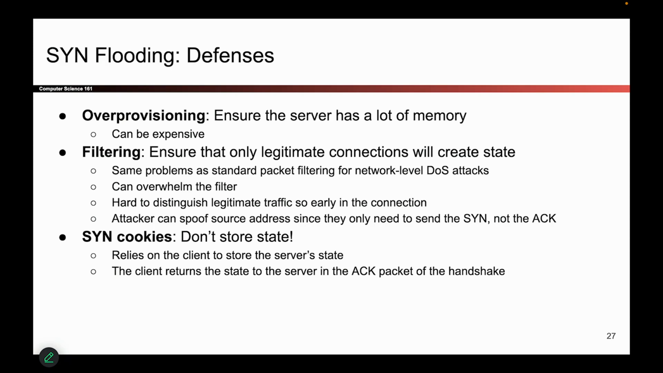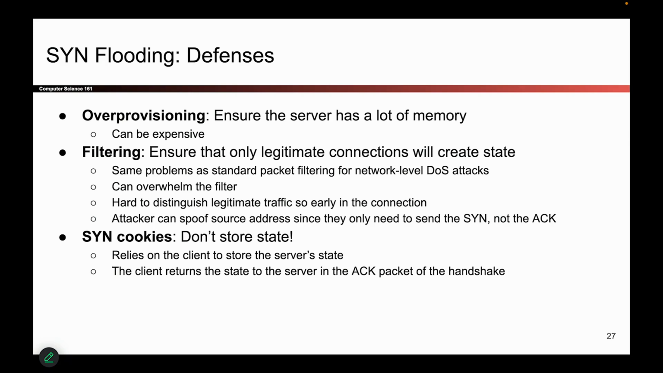So how do you stop SYN flooding attacks? As always, we can throw in our favorite defense of over-provisioning, give the server tons of memory so that it can call malloc on 10,000 connections and still have enough left over for other users. That could be one solution. Another possible solution is to try and filter packets so that the SYN flooding attack packets are stopped, but the legitimate packets are allowed through.